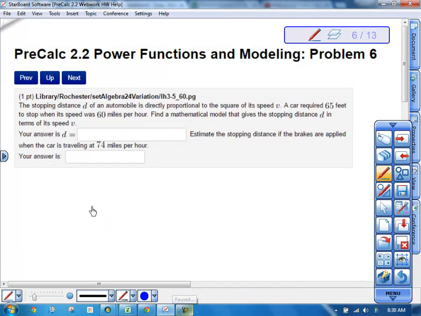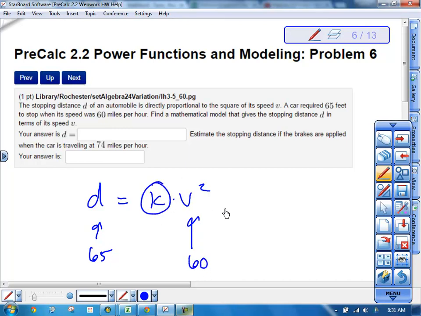Okay, the next problem then says the stopping distance d is directly proportional to the square of the speed. There's our equation. And it gives us an ordered pair. It says the car requires 65 feet to stop, so 65 goes in here. And when it's going 60 miles an hour, that would go in here. That would help us find k if you just plug this in and divide.